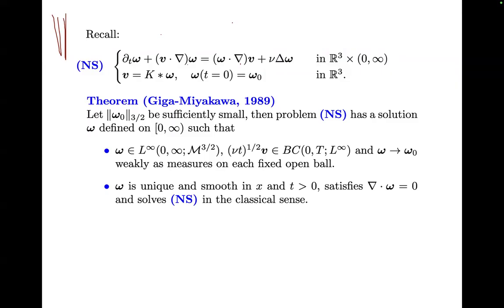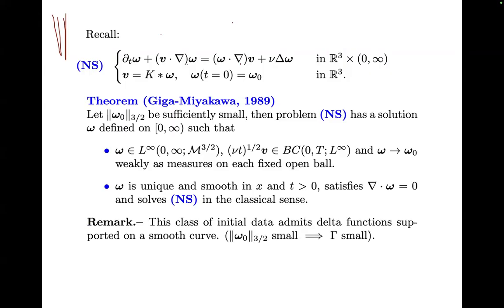In fact, the velocity is C infinity, and that goes to the initial condition at time 0, and the divergence is 0. Of course, the Morrey space notation is what I tried to describe in the last slide, which is that you have to understand omega 0 as a measure, as our initial condition.